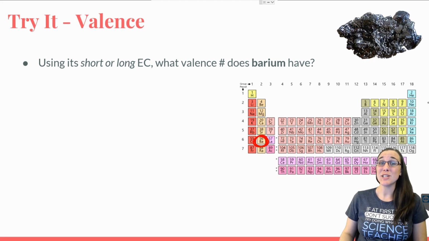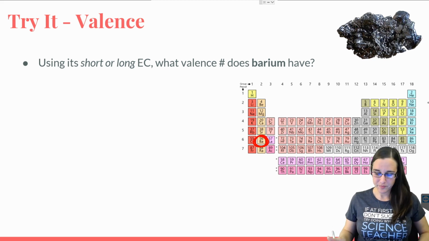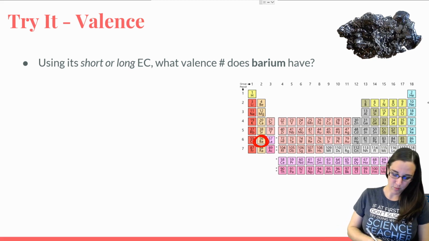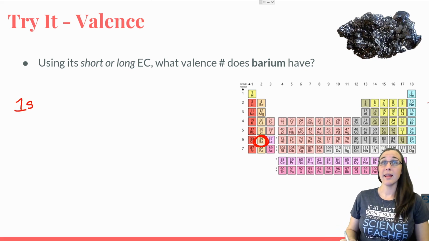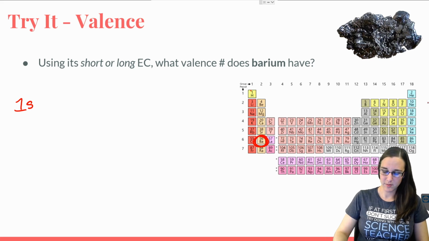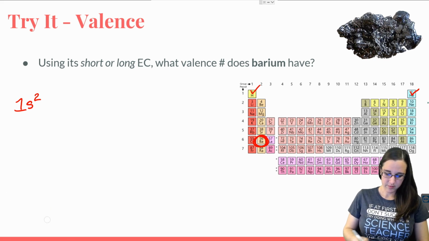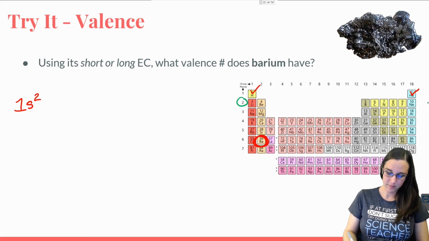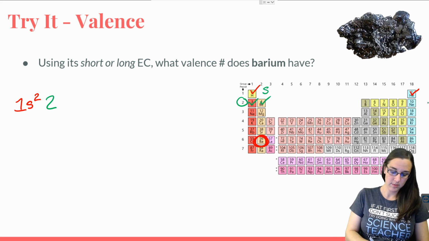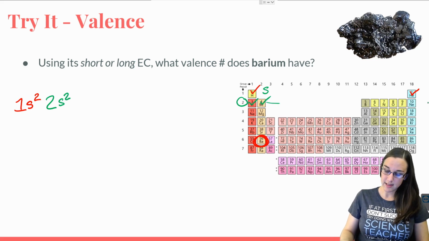In this case, the short or abbreviated electron configuration would be much easier, but let's run through the long one so that you can see the full thing come together. In order to get to barium, we need to start with 1s. And then we need to read from left to right. 1, 2. Now we need to jump down to level 2. We are in the S side. 1, 2, 2s2. I'm still in level 2, but now I'm on the P side. 1, 2, 3, 4, 5, 6.